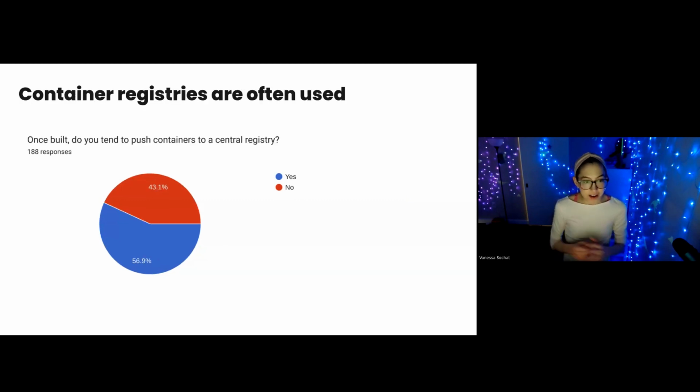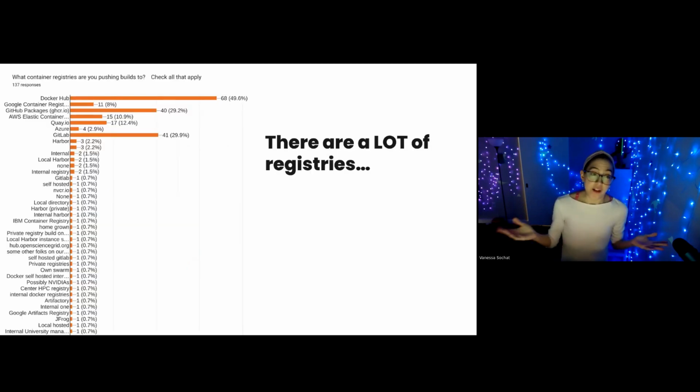Automation is really important. Once built, you tend to push containers to a central registry. Fewer people said no, that's good, but still this percentage, I think we can do better. Registries are really great. They can be private, so it's not really an issue of not being able to share my secret thing. This is great for reproducibility for yourself. And we know there's a lot of registries: Docker Hub, GitHub Packages, and a lot of people have their own privately hosted GitLab.